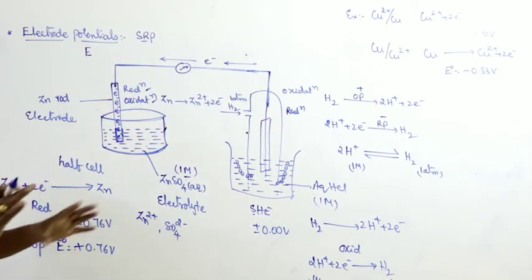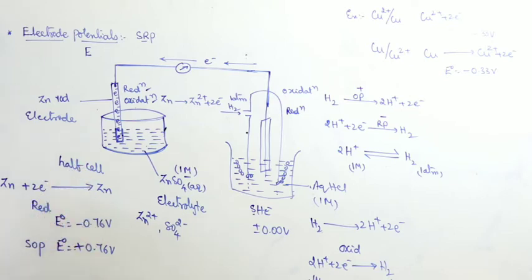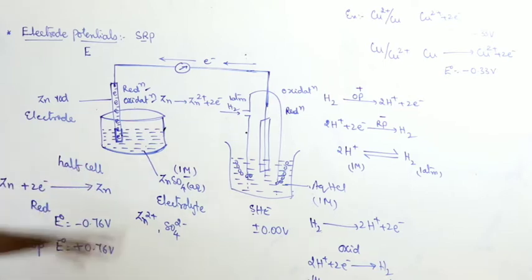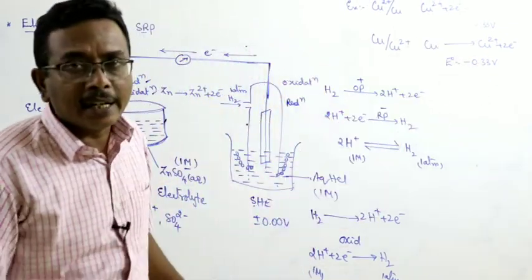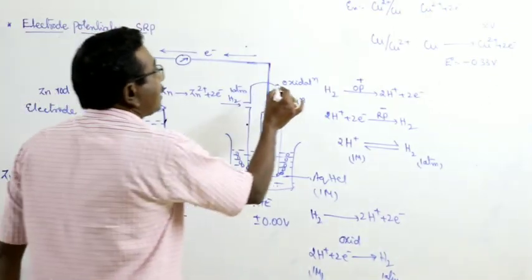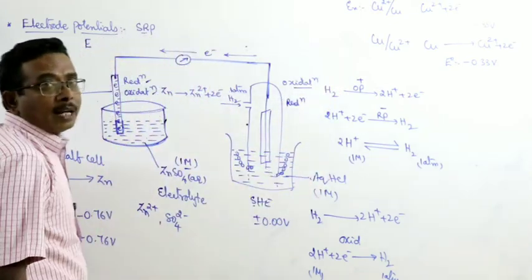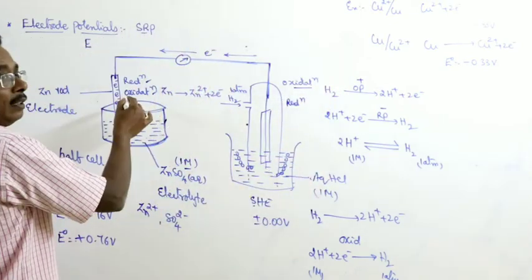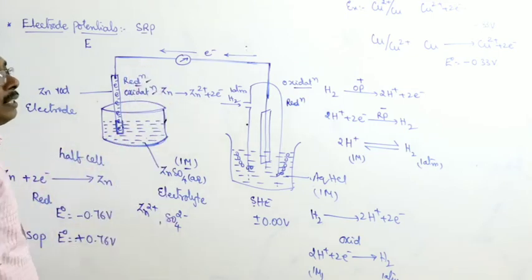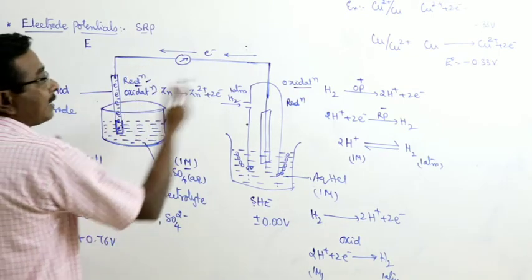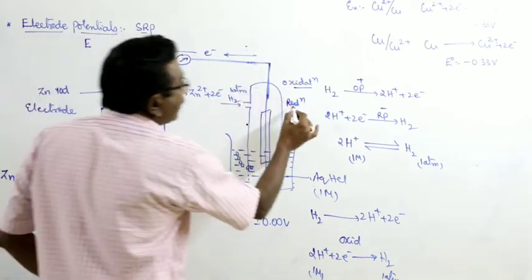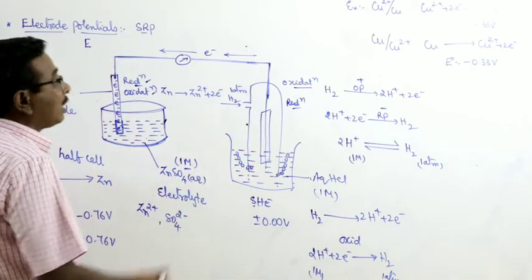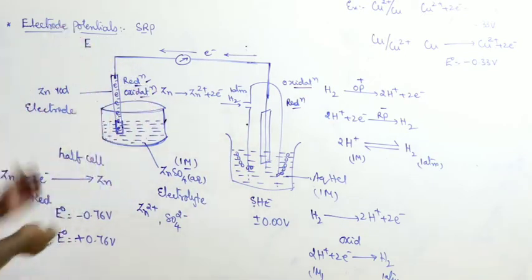Each and every element has both oxidation and reduction potentials, but they have the same magnitude. The difference is only the sign convention. If oxidation takes place at the normal hydrogen electrode, then at another electrode reduction takes place. This is one half cell, this is another half cell. Then the circuit is completed. And next, if reduction is carried out at the normal hydrogen electrode, then oxidation takes place at the other half cell. Right?